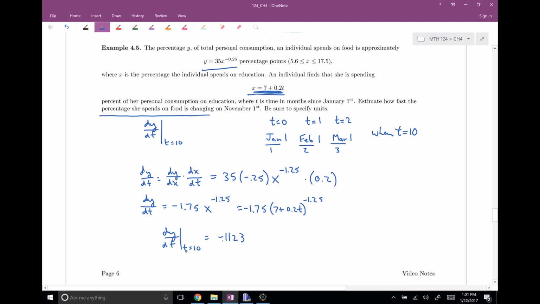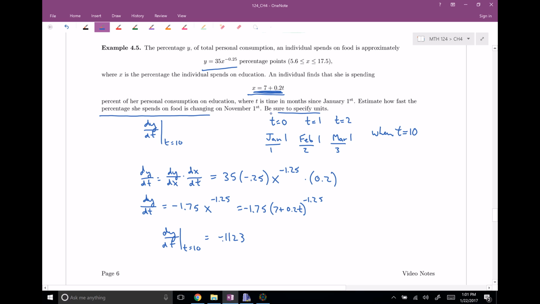So that's how much it's changing, right? It's decreasing, it looks like. As she spends more on education, she spends less on food, right? And it seems like November, this is an increasing function, so she's spending more and more and more. So yes, it should be decreasing. That makes a lot of sense.